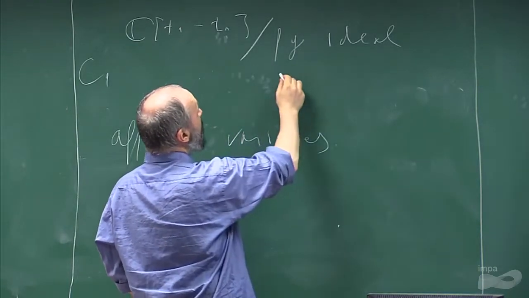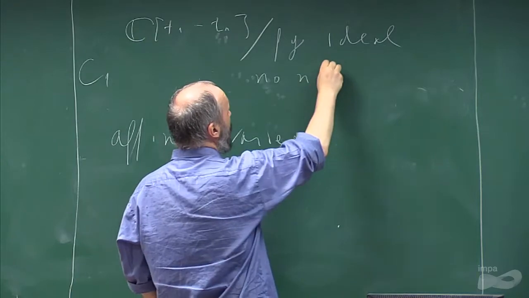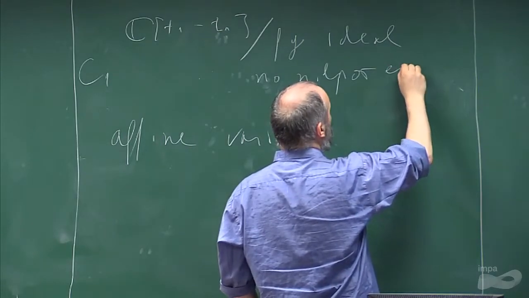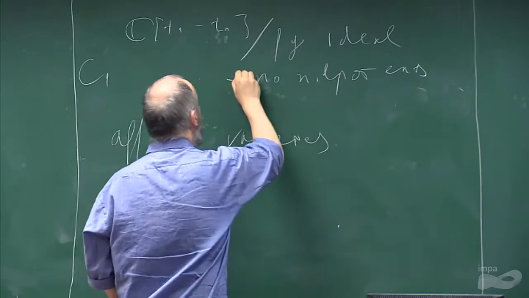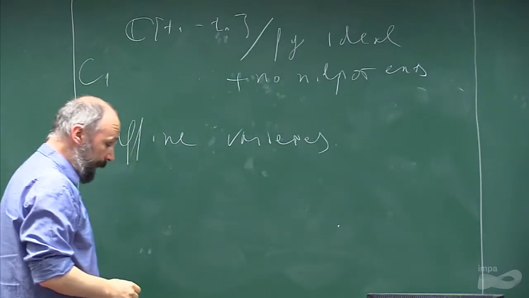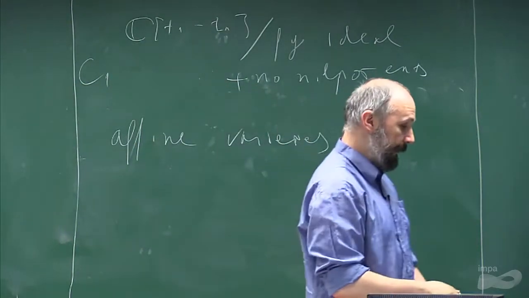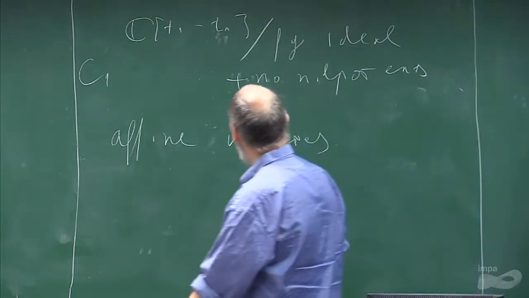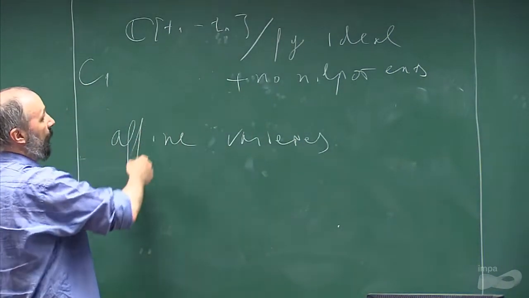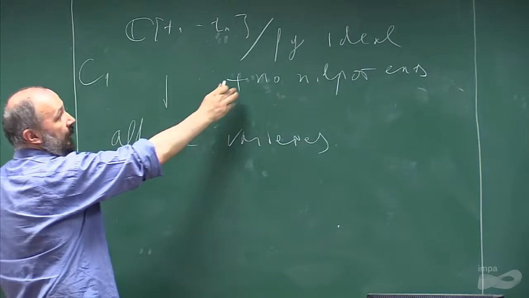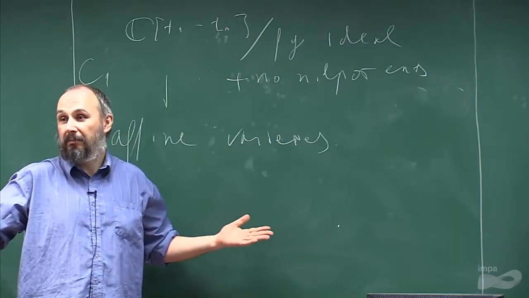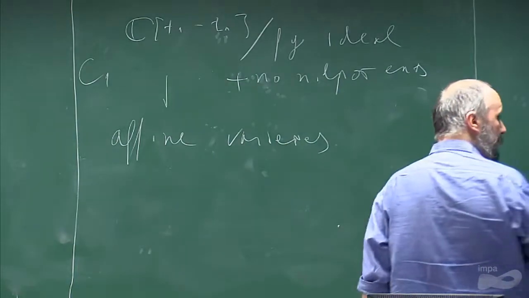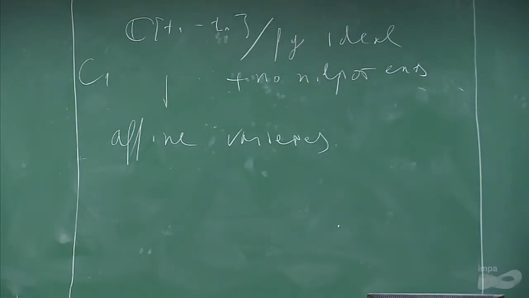Yes, and here we should also have non-nilpotence. So this ring should be reduced. This is one category. Another category of affine varieties, where objects are common zeros of sets of polynomials, and morphisms are polynomial maps. Okay, there is a natural functor from here to there, because the ideal is a set of polynomials, right? And the homomorphisms are polynomial by definition. And this is an equivalence of categories. This is what I will be proving today.